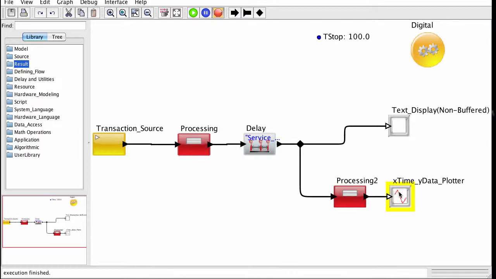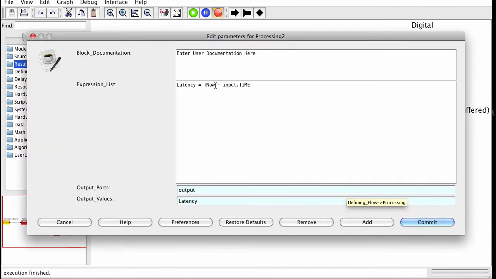between the generation time of the transaction and the time that it actually comes into the plot via the delay block. And the calculation of the delay is done by a simple mathematical expression of the current simulation time, which is t now, minus the time that it was generated. And that latency is output in the form of a data structure which is a double.